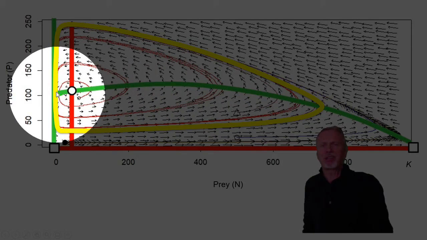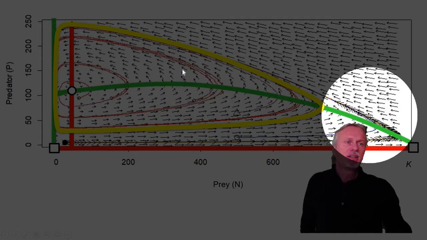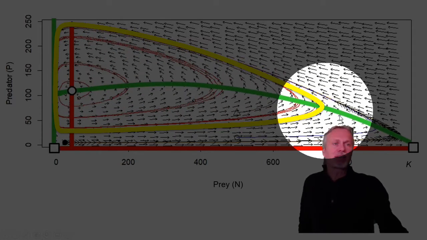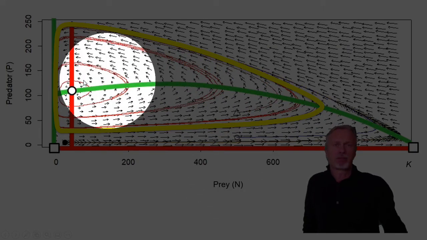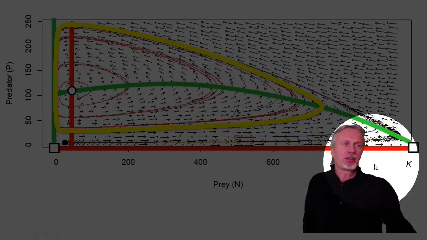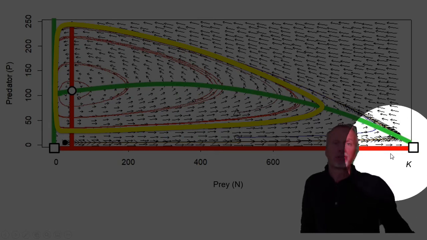And the interesting thing, as you see, is that the introduction of the type 2 functional response makes the non-trivial isocline of the prey a parabolic function of N. This parabolic function again intersects the horizontal axis at a non-trivial solution K, which is the carrying capacity in the absence of the predator.